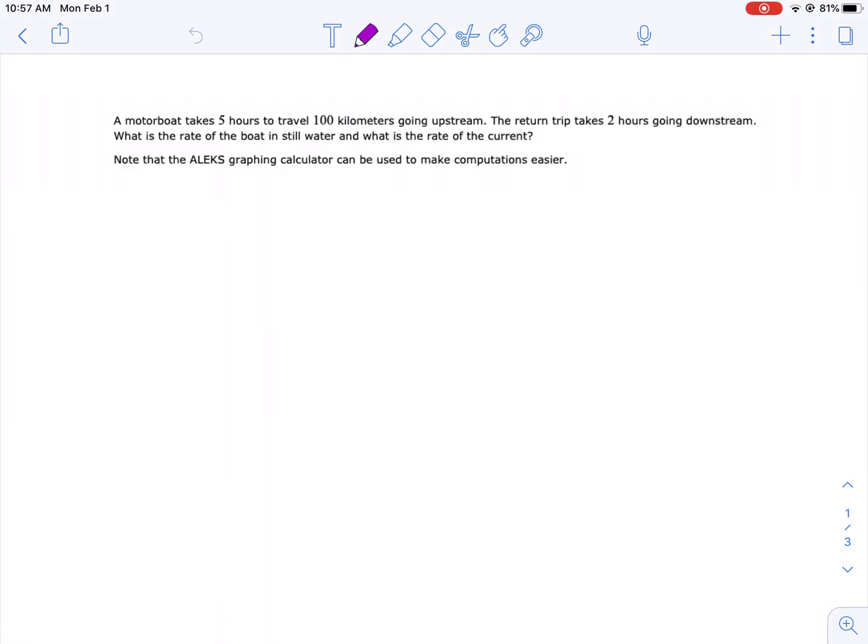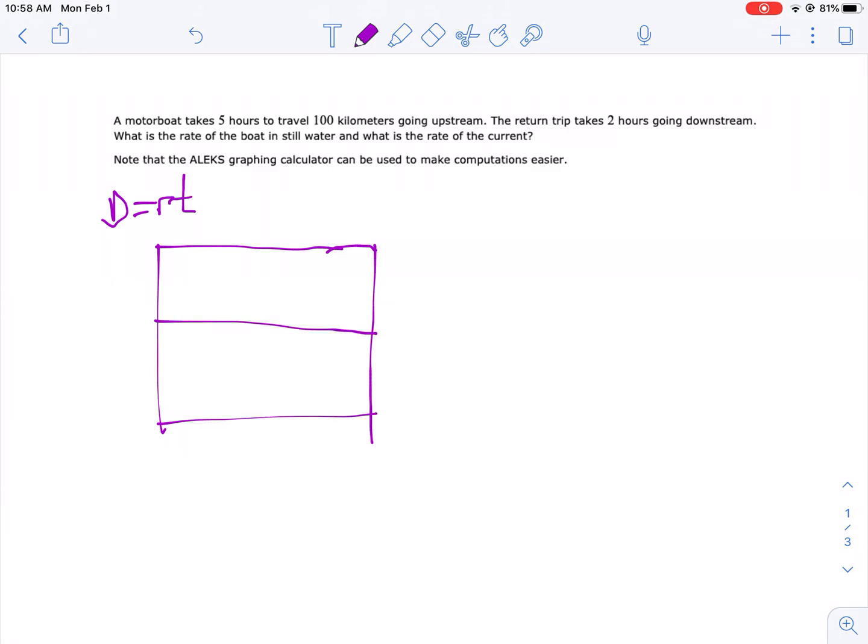So here's what we're going to do. First off, we have to remember distance equals rate times time. So I want to make a table. In that table, I'm going to put 2 rows. This just helps me organize my data. So I'm going to put my rate, my time, and my distance. And I know distance equals rate times time.